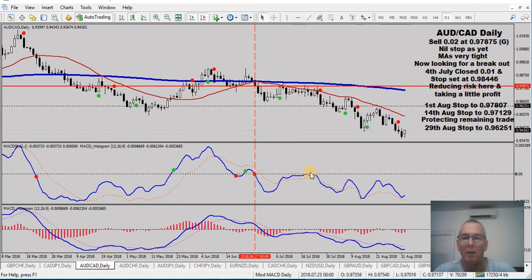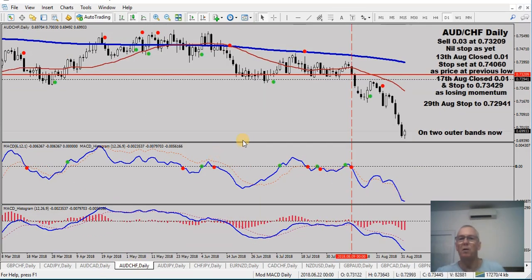You can see the fast MACD come close to the zero level along here, but didn't cross, so we stay in this trade. Already closed half, now the stop's up at this level at the moment. I could probably drag it down a little bit closer to the 25 SMA. That's looking good at the moment.